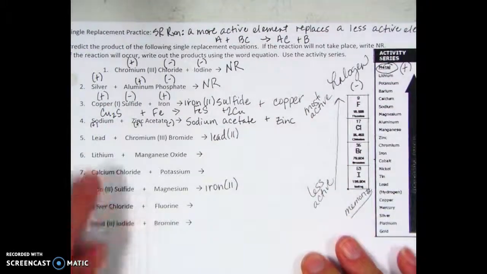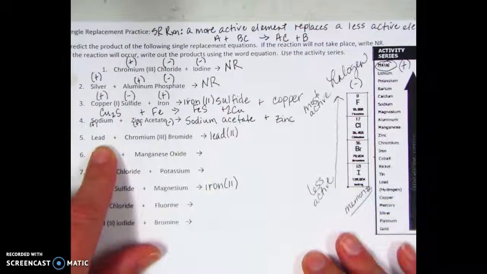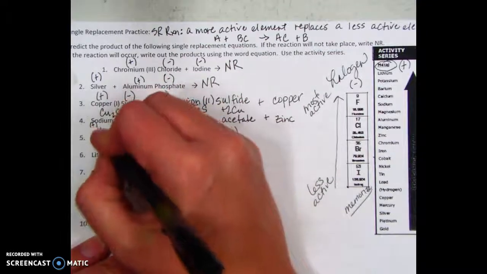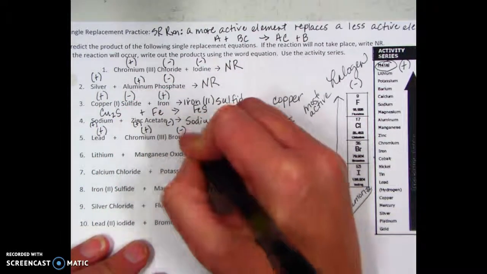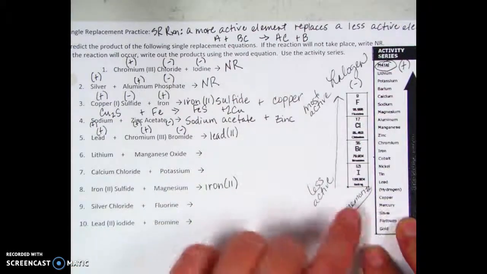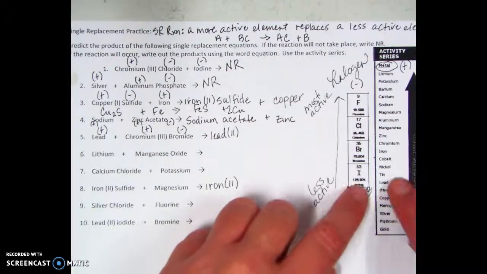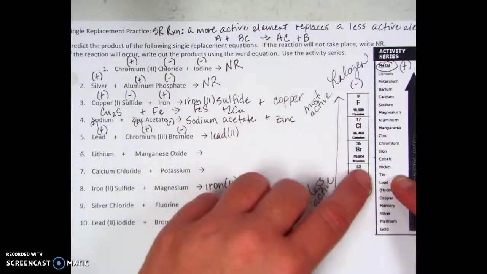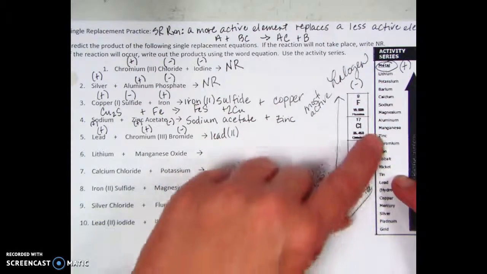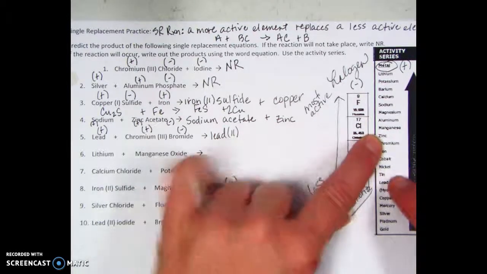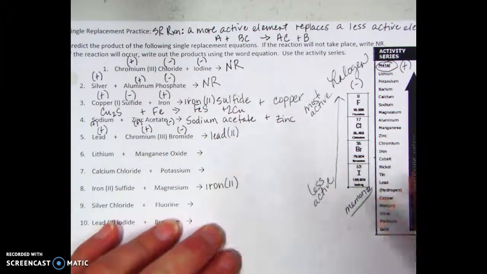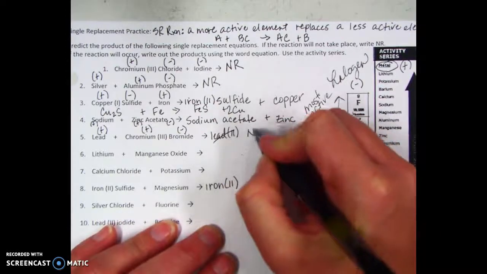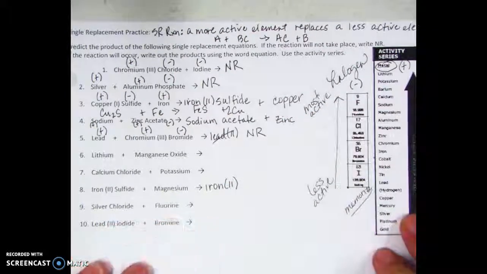Okay. All right, number 5, lead is a cation, chromium is a cation, and bromine is an anion. So again, we use the metals activity series. We put our finger on lead and we put our finger on chromium, which is, where did I see chromium? Right here. So is lead, because we always start with the element, is lead more active than chromium? No. So no reaction takes place.